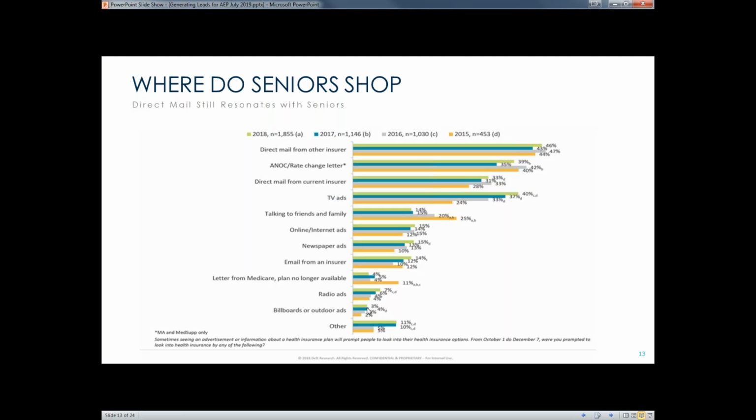So that's just different. And what's interesting about this will fall into our slide a little bit about where do seniors shop. Take a look at it. So this covers really the last AEP. And so you see this top green line is 2018 and 2017 and 2016. And you'll notice for all three of those years that the number one place seniors still go to look for is direct mail. Let's face it, it still works.